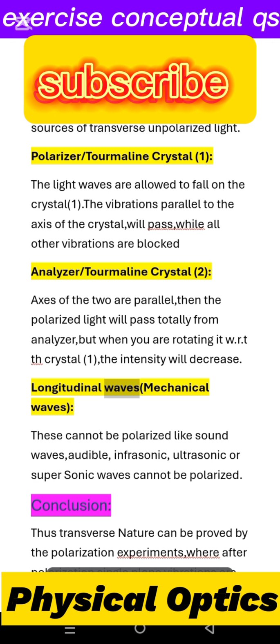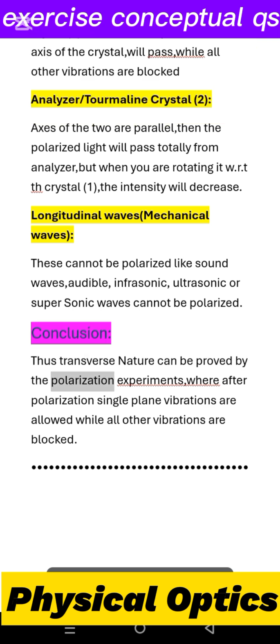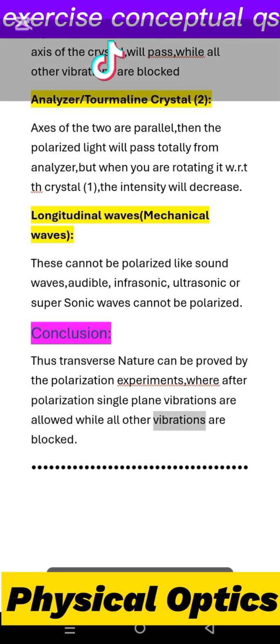Longitudinal waves, mechanical waves, cannot be polarized like sound waves. Audible, infrasonic, ultrasonic, or supersonic waves cannot be polarized. Conclusion: thus, the transverse nature can be proved by polarization experiments, where after polarization single-plane vibrations are allowed while all other vibrations are blocked.